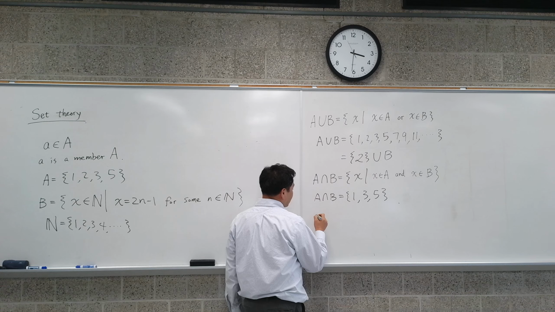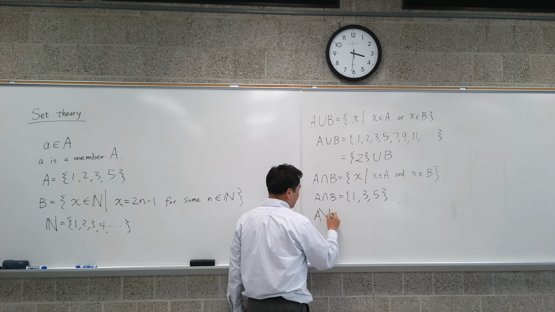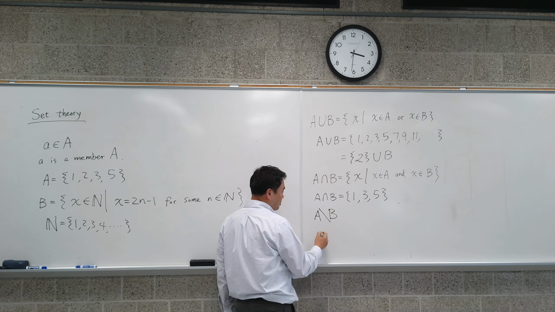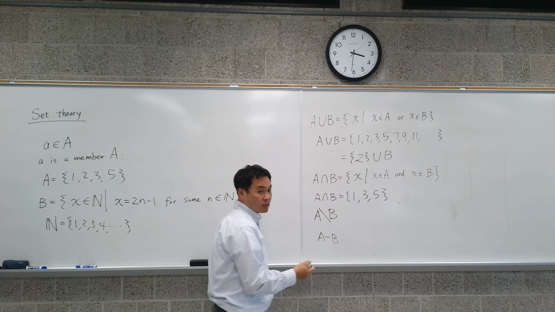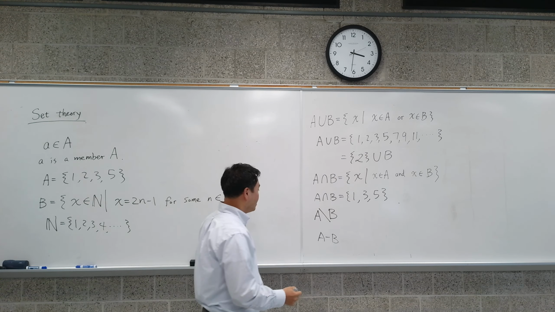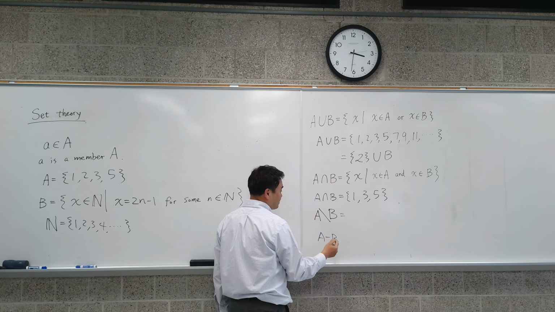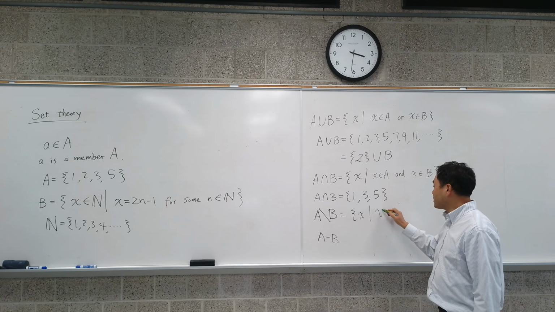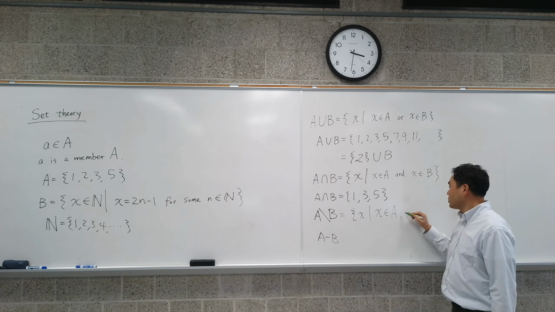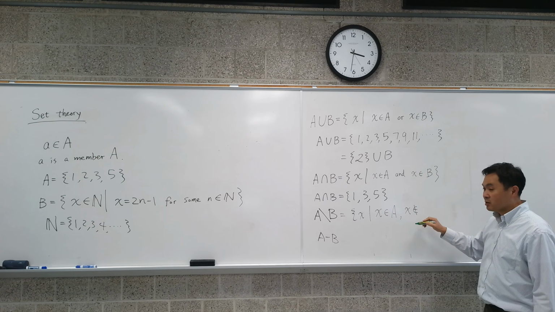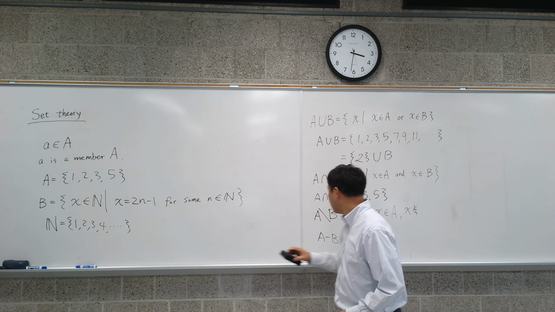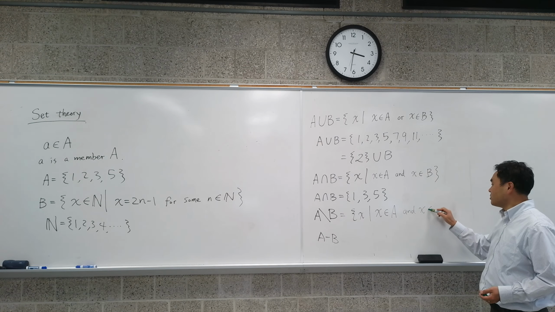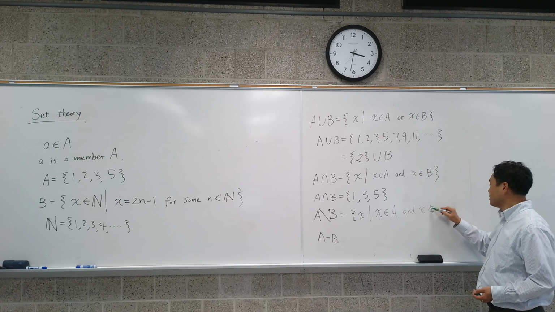Okay, and then there's some others like A minus B. This symbol, some people write it like this, some people write A minus B. So in the literature, you might see either one. I'll use this for this class. What this means is you're collecting members in A, but x should not be a member of B. So you should write down x is in A and x is not in B.